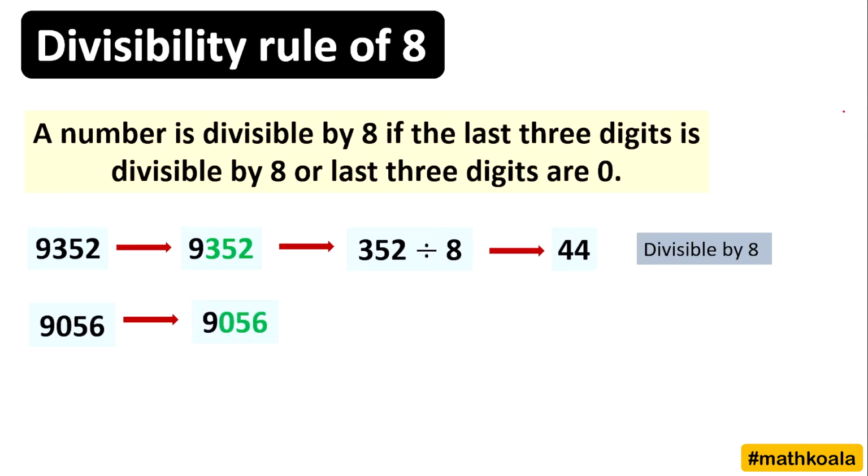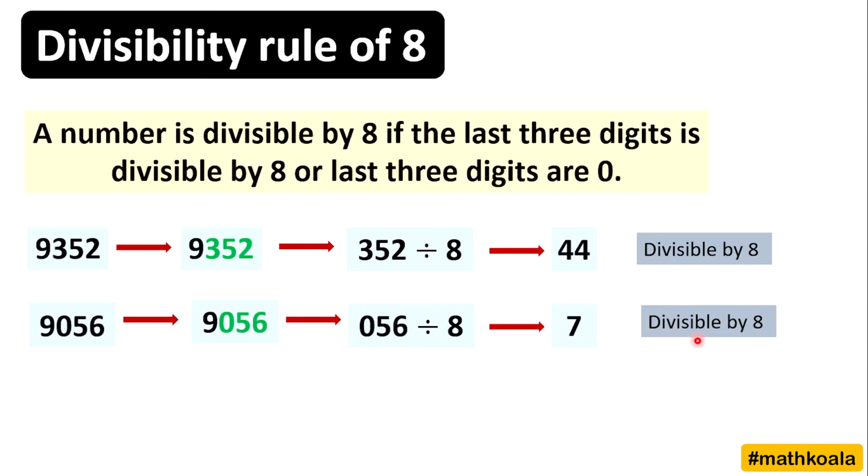Let's apply the rule for 9056. Last three digits of this number is 0, 5, 6. 8 times 7 is 56. So, 56 is divisible by 8 without a remainder. Therefore, 9056 is divisible by 8 without a remainder.